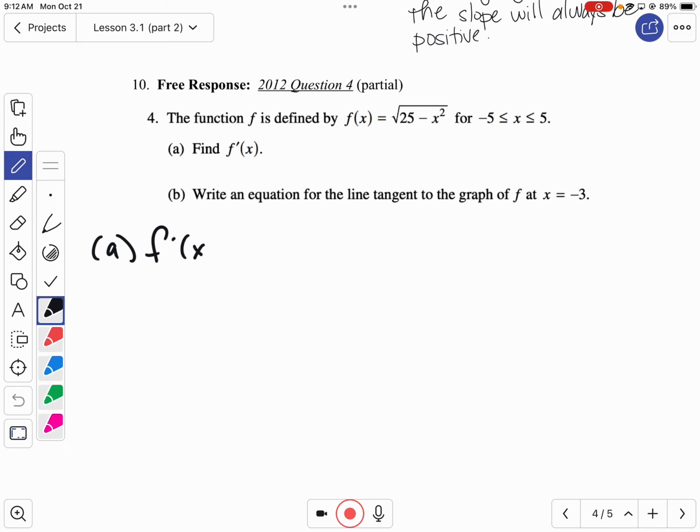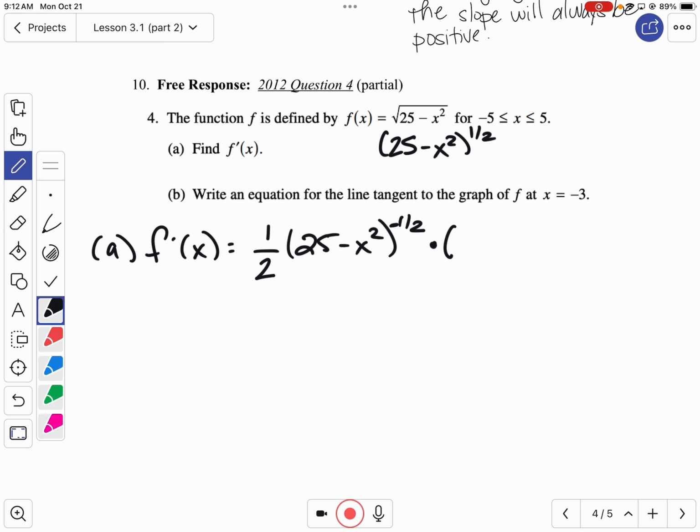So f prime at x. Remember, f of x is the same thing as 25 minus x squared to the 1/2. Okay, so here we go. Let's take that derivative. What's it going to give me? 1/2, 25 minus x squared to the -1/2, times -2x, okay?